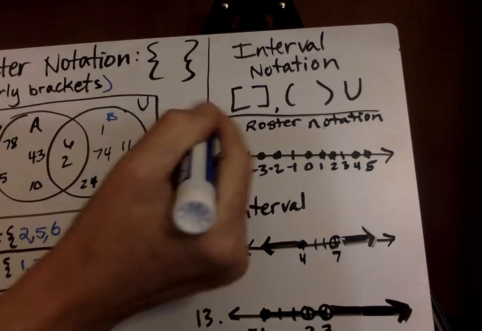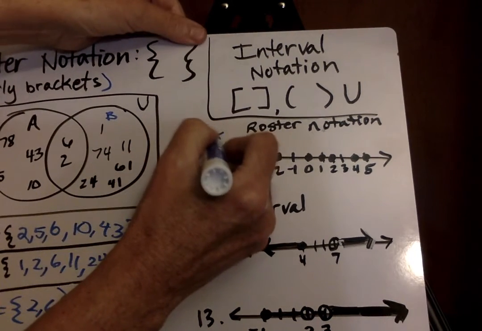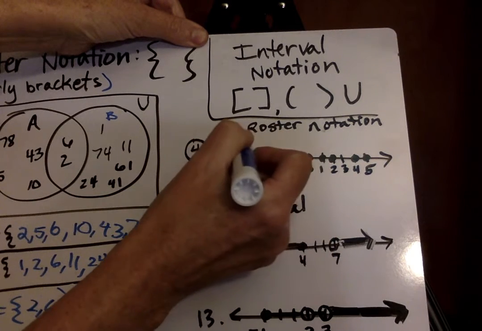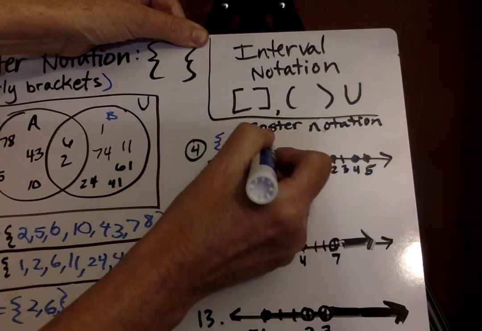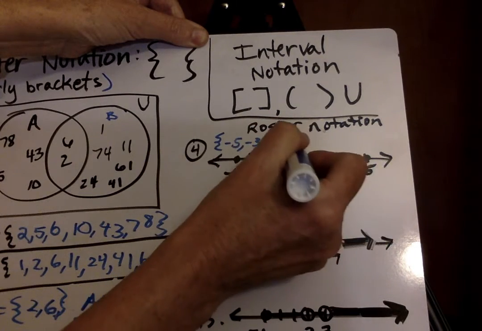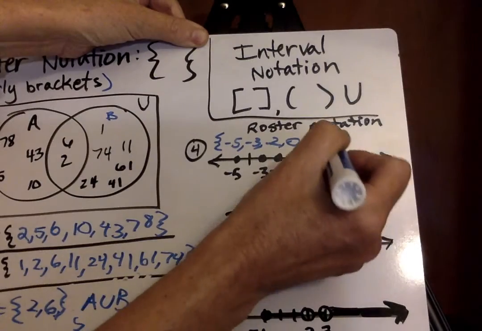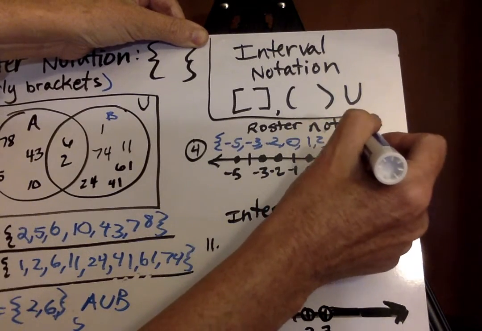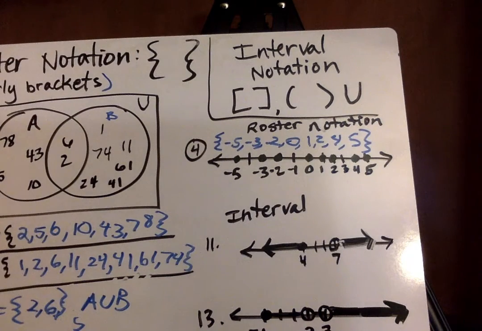So if I always start with the lowest number, -5, -3, -2, 0, 1, 2, 4, and 5. Okay, so there's another roster notation.